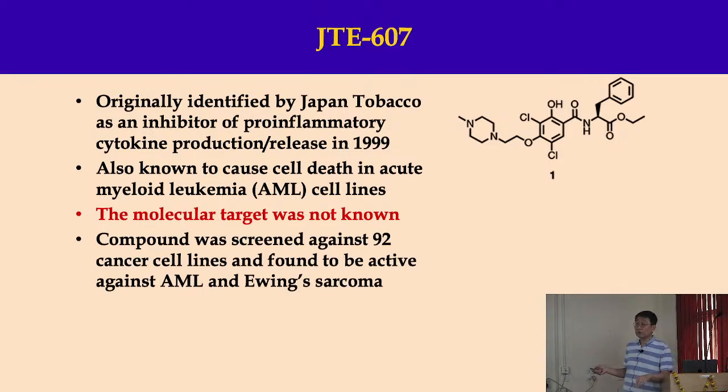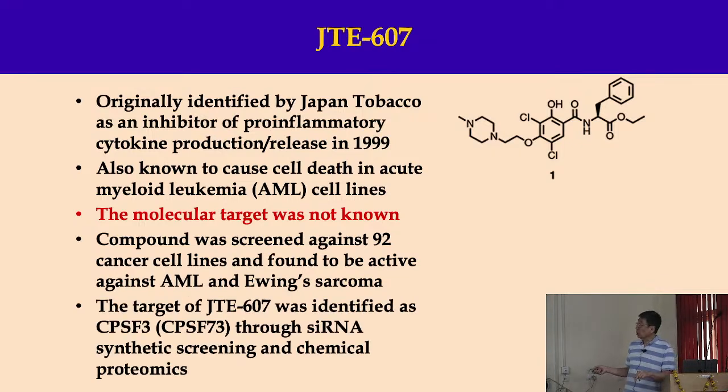So what scientists at Novartis did is they first screened the compound against 92 cancer cell lines. And they found it to be active not only against AML, but also against uveal sarcoma. So two cancers now, not just one. More importantly, using modern technologies, siRNA screening and chemical proteomics, they found that the target of this compound is CPSF73. So this will be the first known small molecule inhibitor against human CPSF73.